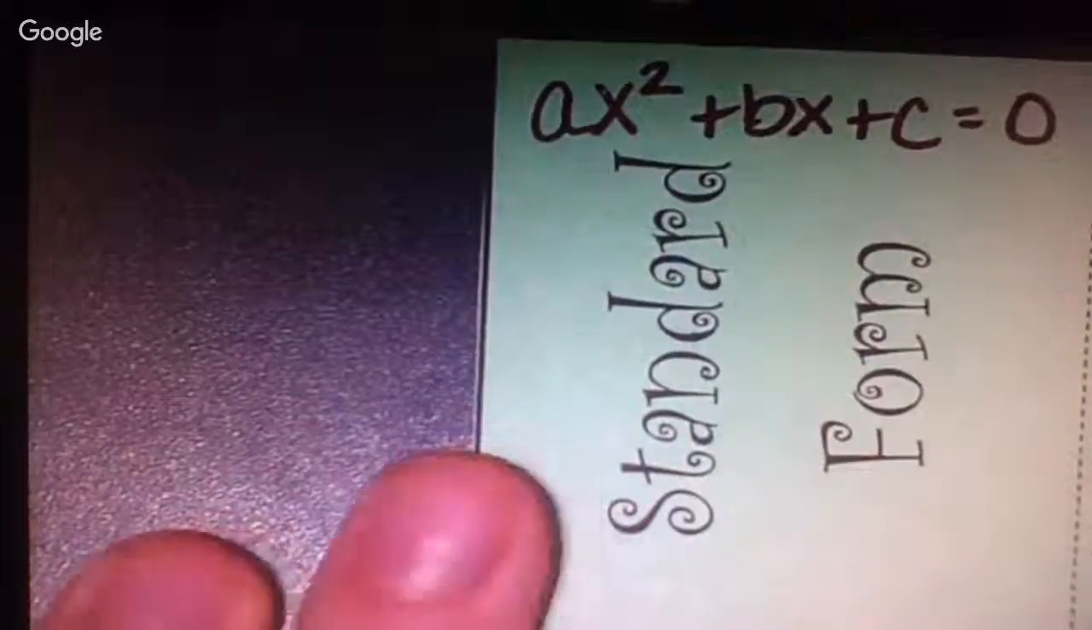This is called standard form. Just like linear equations have a standard form, y equals, anybody remember? No. Thank you. Y equals mx plus b is a standard form of a linear. Your standard form of a quadratic is in the form ax squared plus bx plus c equals 0 or equals y.